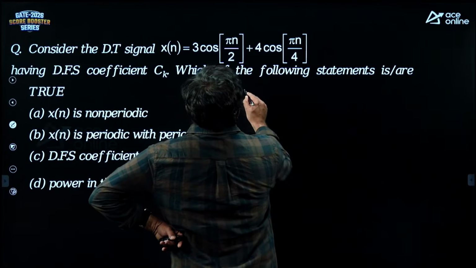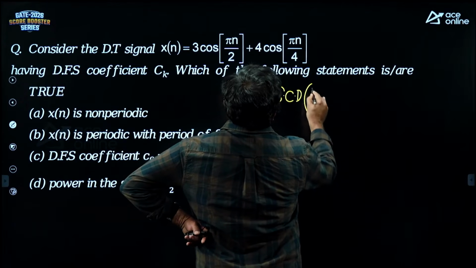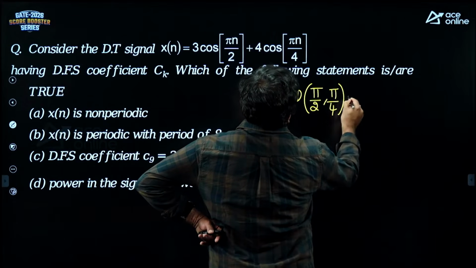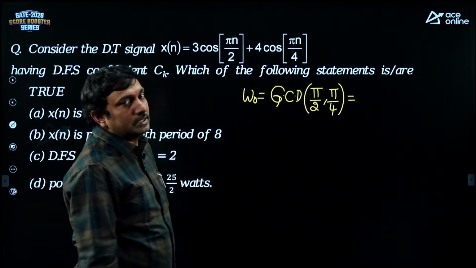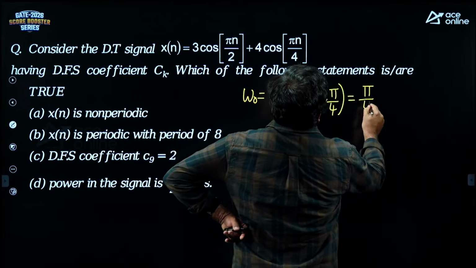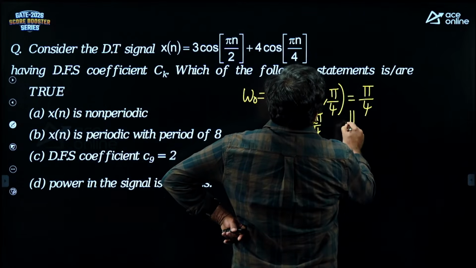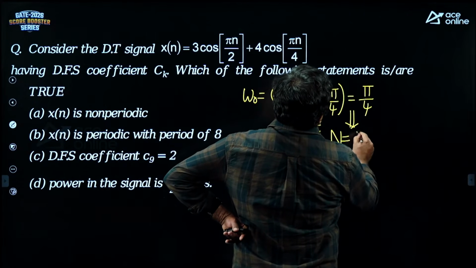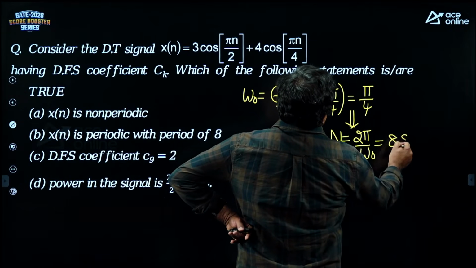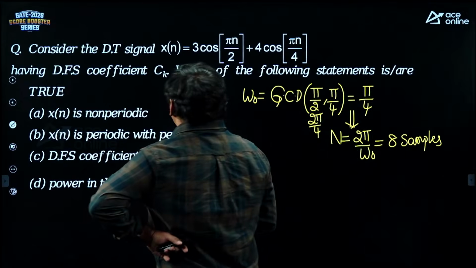How to find the common period of the signal? Simply select the GCD of the numbers. What is the GCD of pi by 2 and pi by 4? Greatest common divisor. The first one can be adjusted as 2 pi by 4. So, that will have a periodicity of 8 samples. Okay. So, it is periodic.